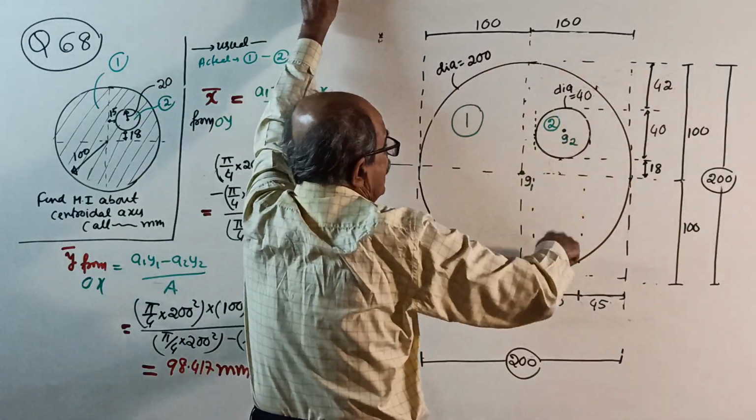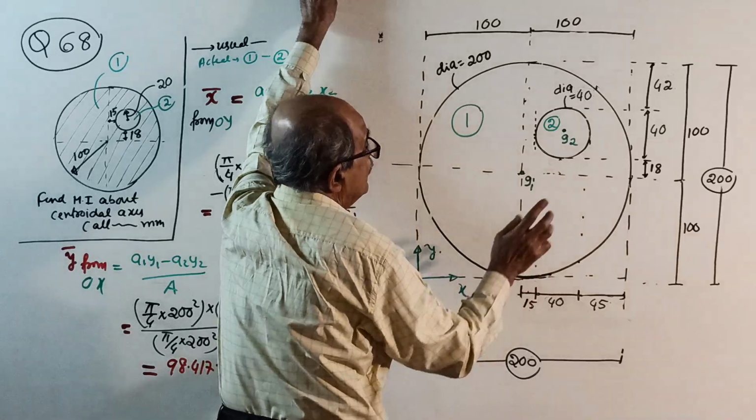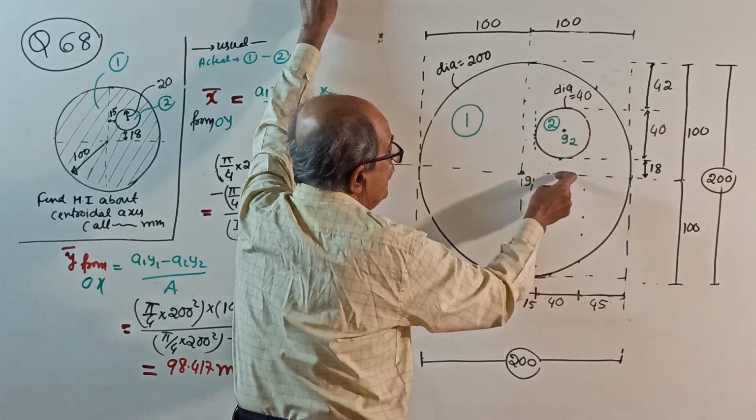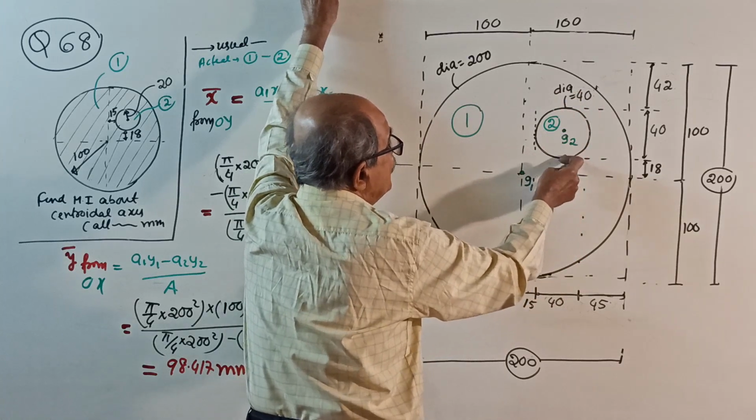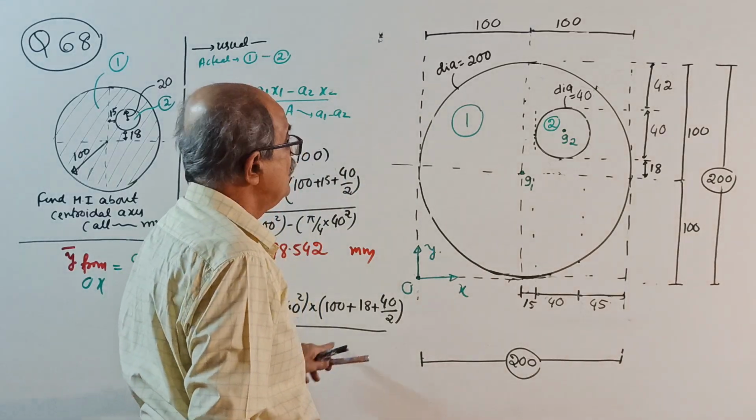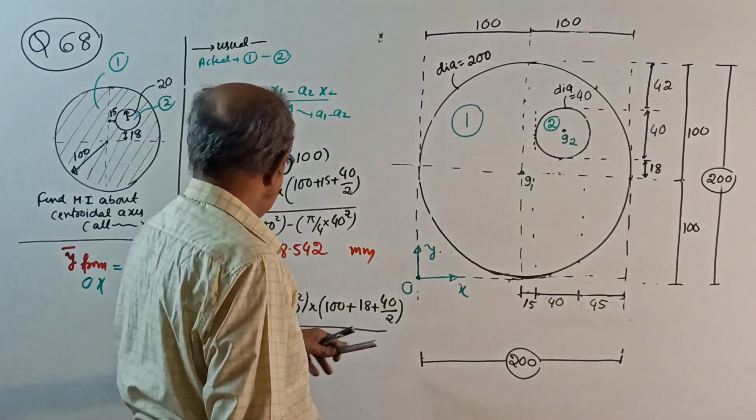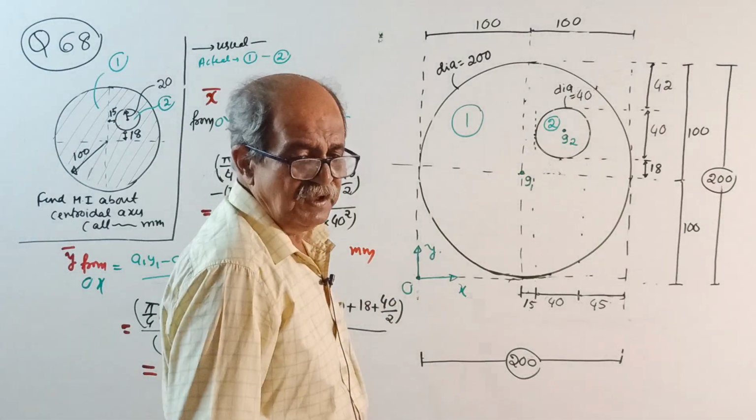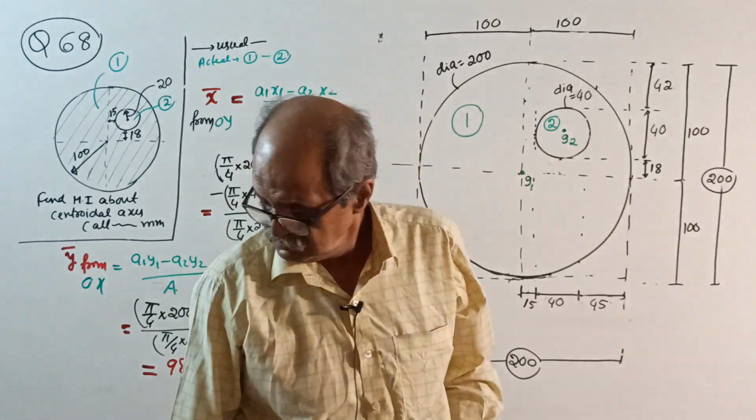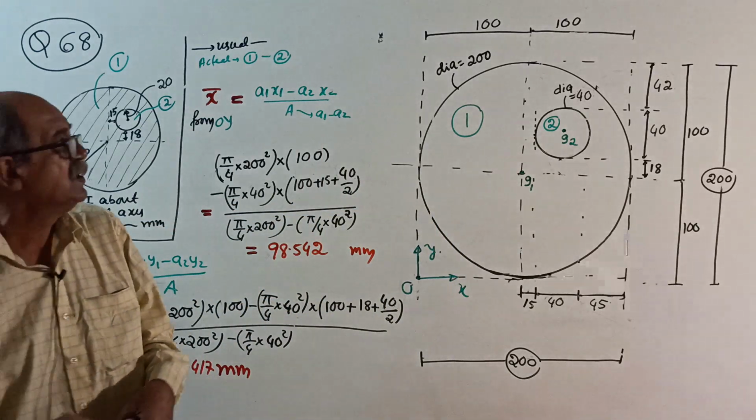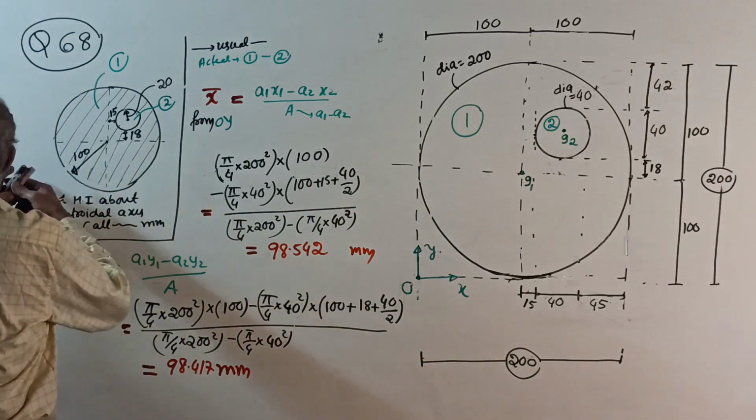Same way, y bar: full area A1 into y1, y1 is 100, minus this area into y2, which is 100 plus 18 plus half of 40, divided by a1 minus a2 will give y bar. It comes to 98.417. Now, important, immediately locate the centroidal axis. I'll remove this one now, this full 68.